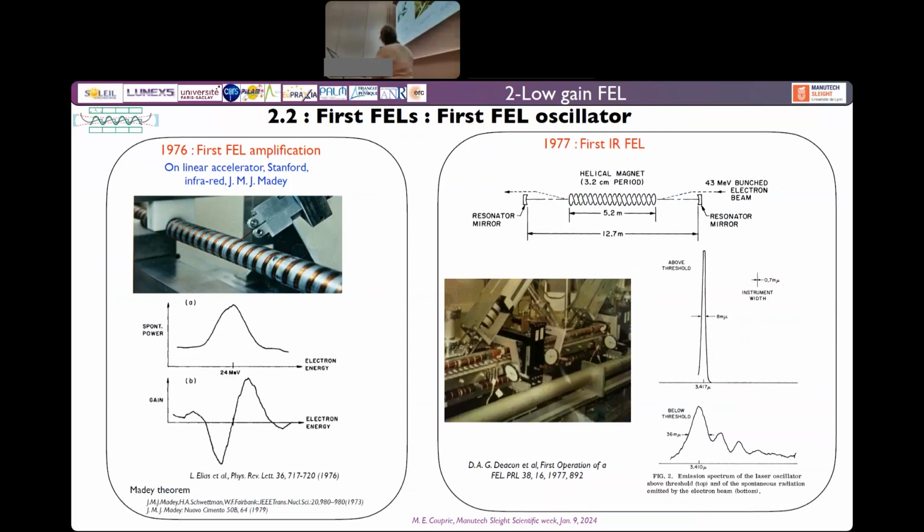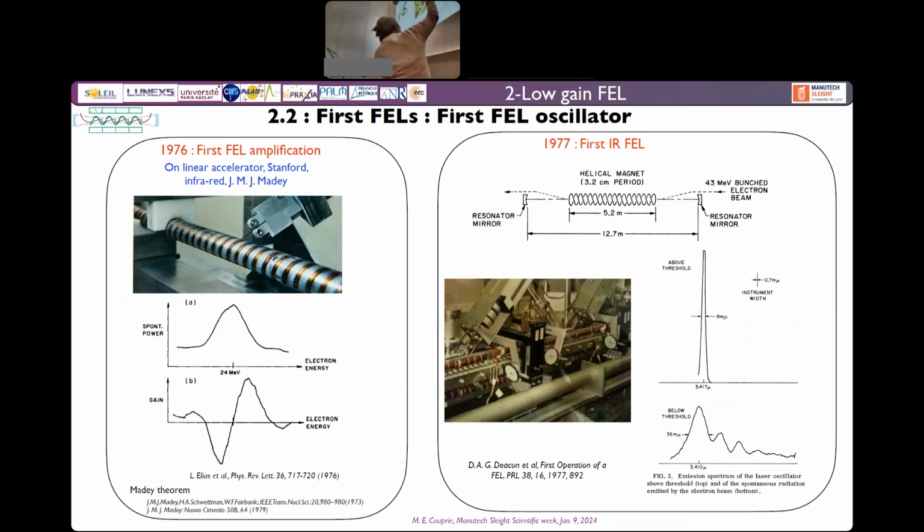And first, they tried to verify that the gain is the derivative of the spontaneous emission. So they used an infrared laser that they sent inside the undulator, and they measured the gain, and indeed it is the derivative of the spontaneous emission. So this is a first remarkable result. And one year later, they could observe the FEL in the infrared. So I recall that we started in the infrared because it was easier.